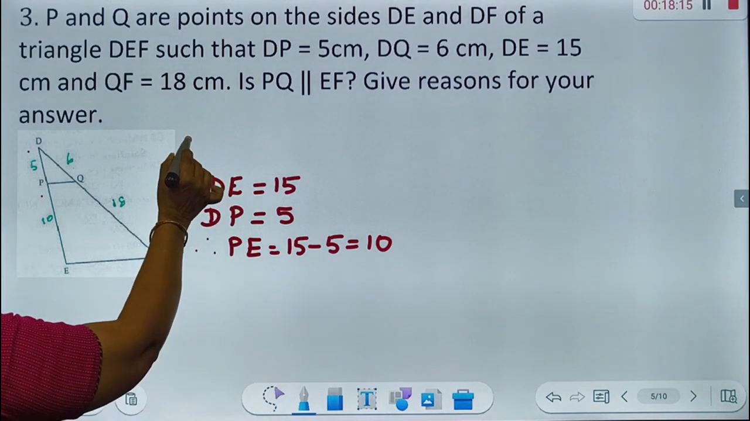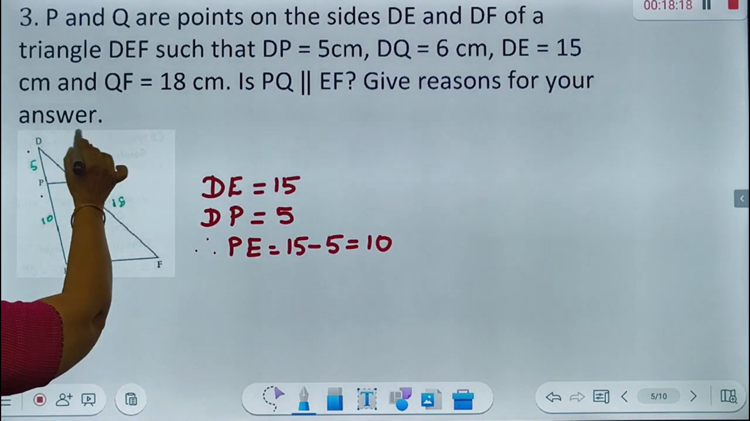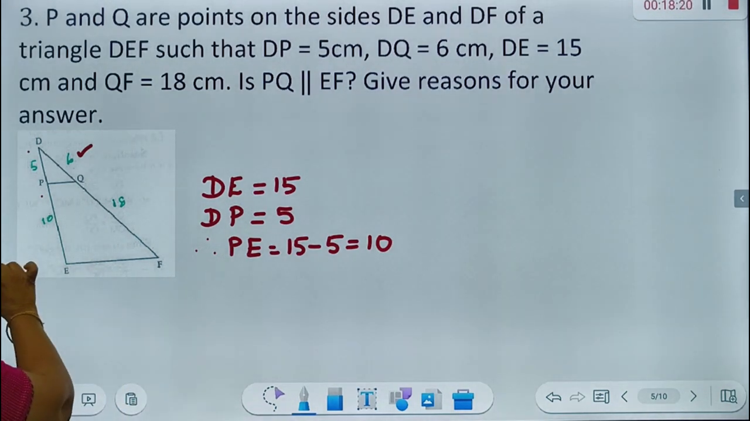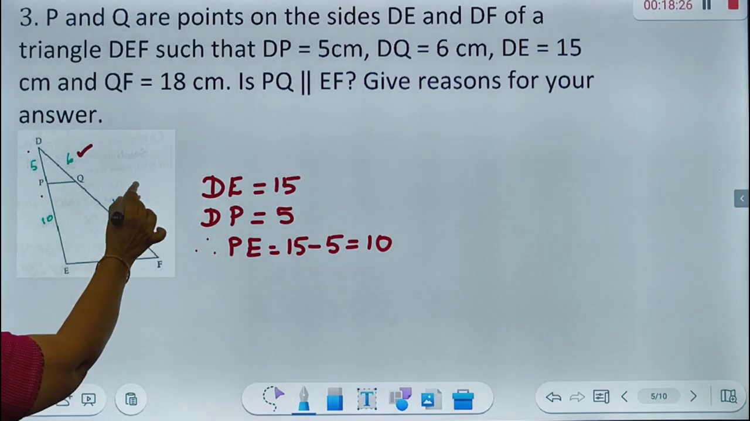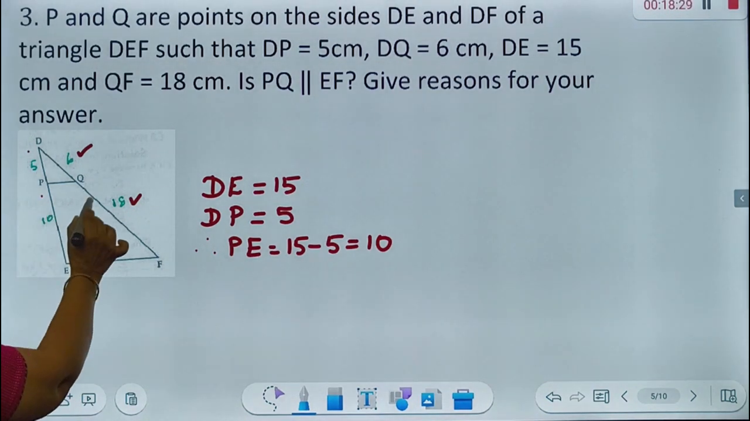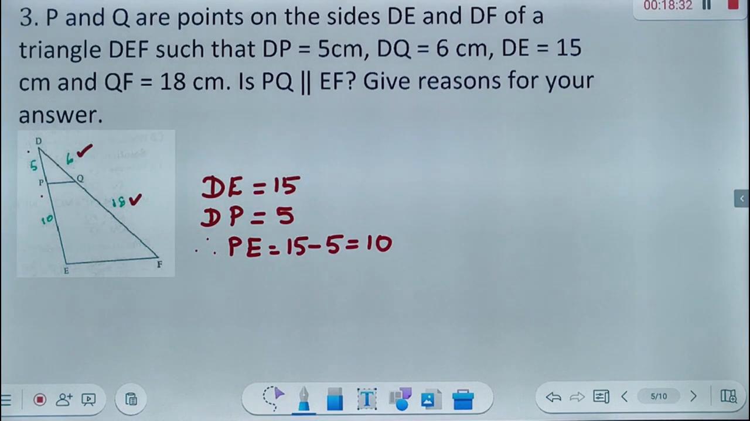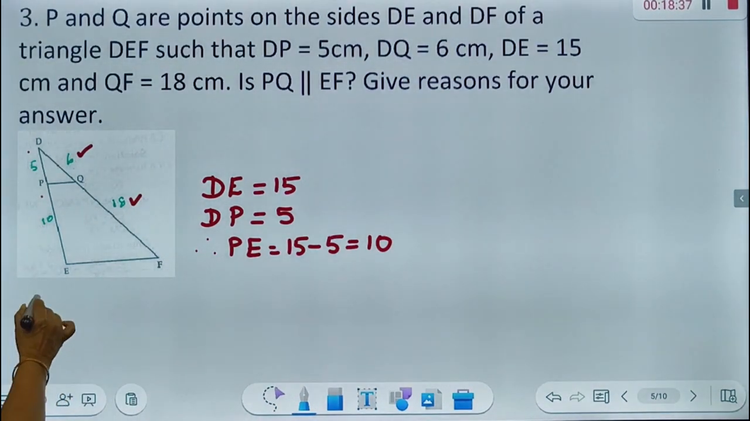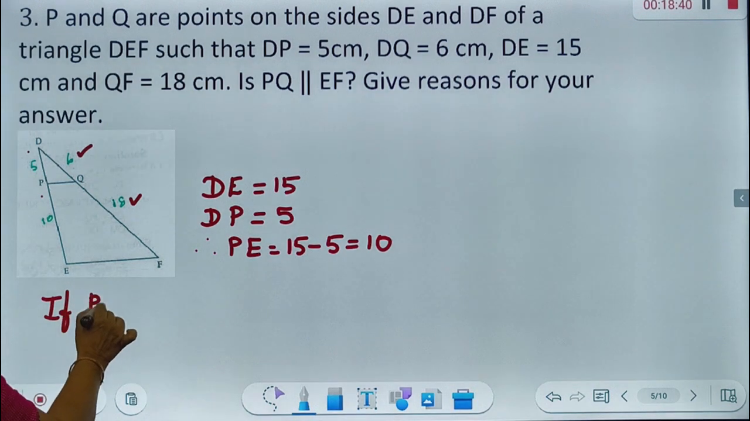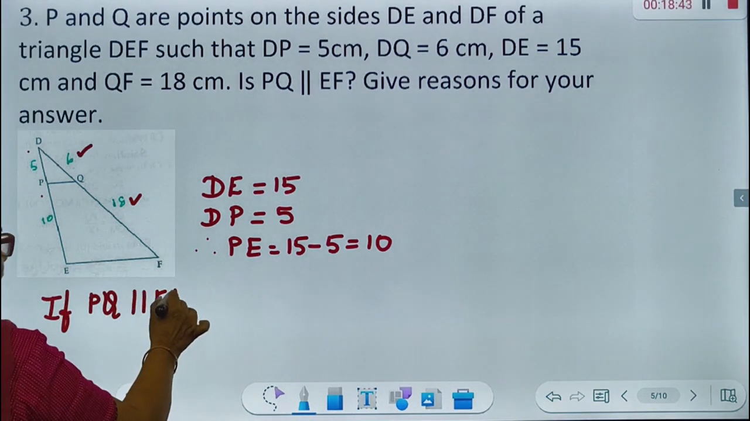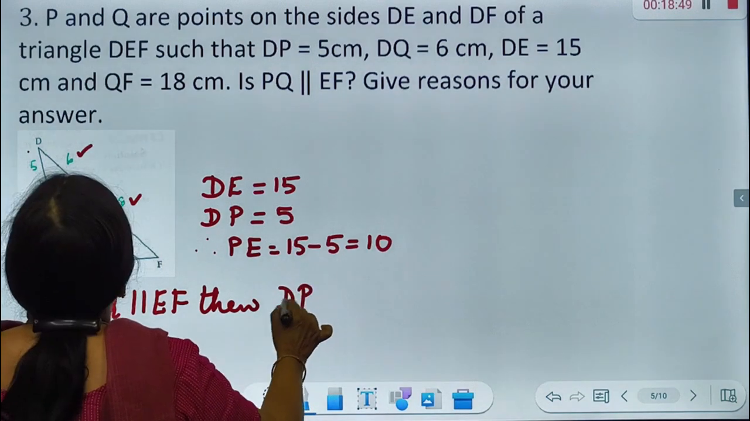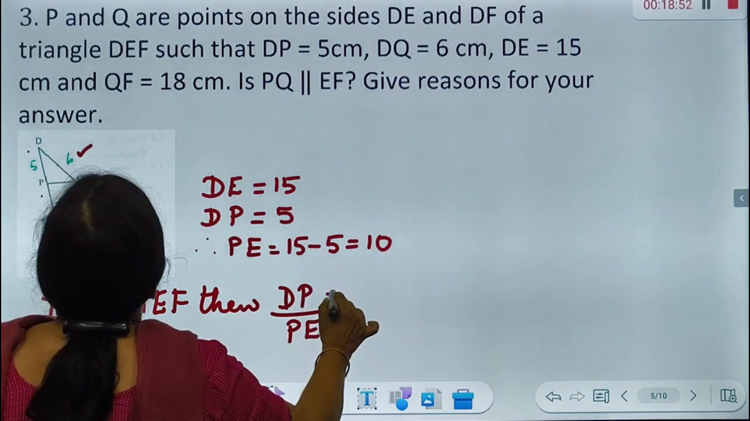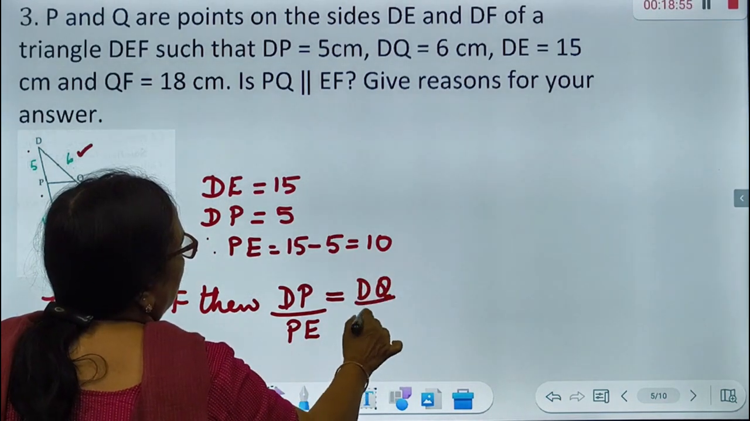Similarly, you are given DQ equal to 6, and QF is 18. QF, this side is 18. The question is, is PQ parallel to EF? When will PQ be parallel to EF? Only when these two ratios are one and the same. If PQ is parallel to EF, then what ratios should be one and the same? Then DP by PE must be equal to DQ by QF.